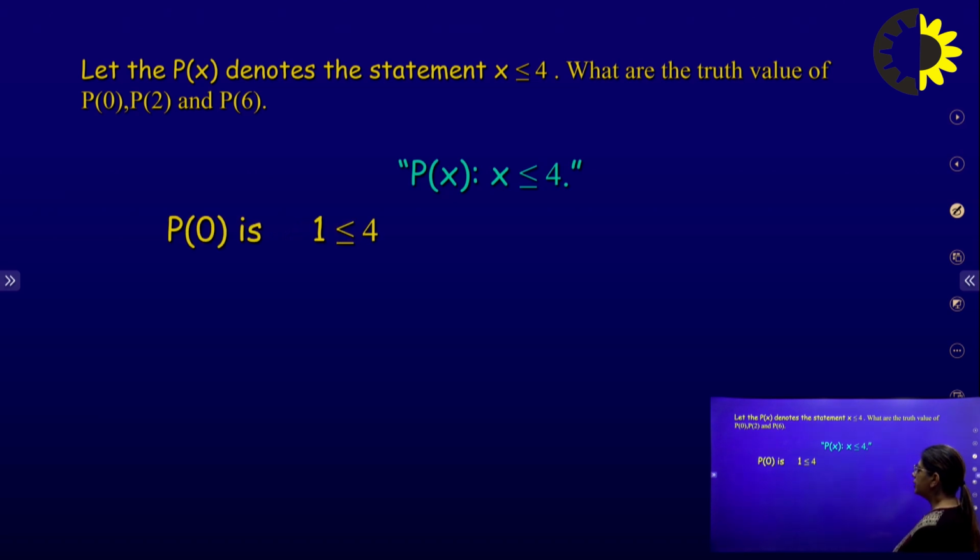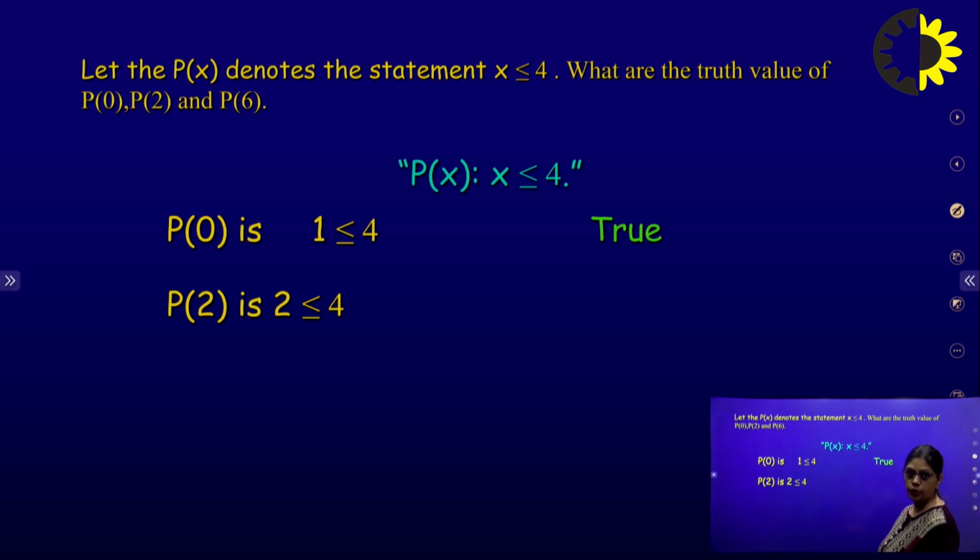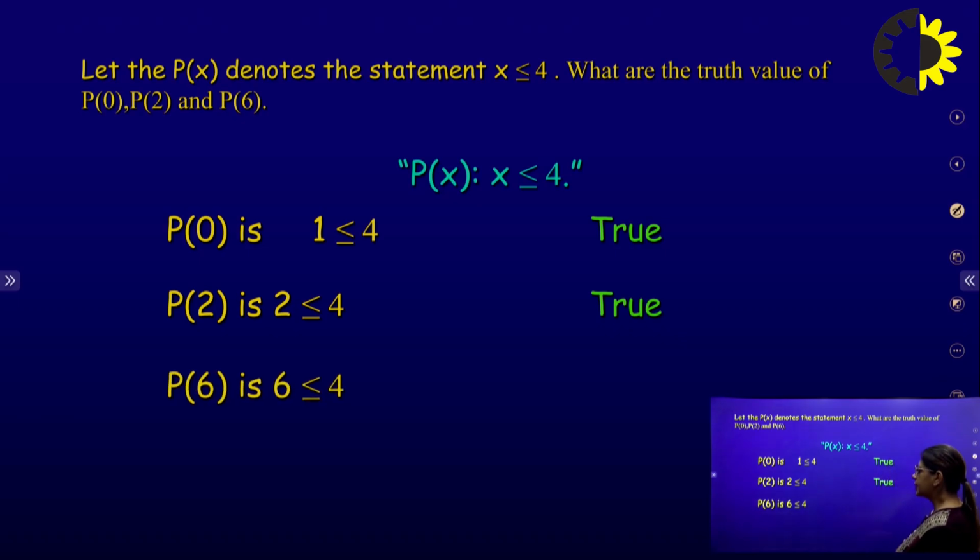P0 is 0 less than or equal to 4, which is true. P2 is 2 less than or equal to 4, because 2 is less than or equal to 4, we all know it is true. So, the truth value is true. Now, P6: 6 is less than or equal to 4 is not correct, it is false. So, the truth value is false here.